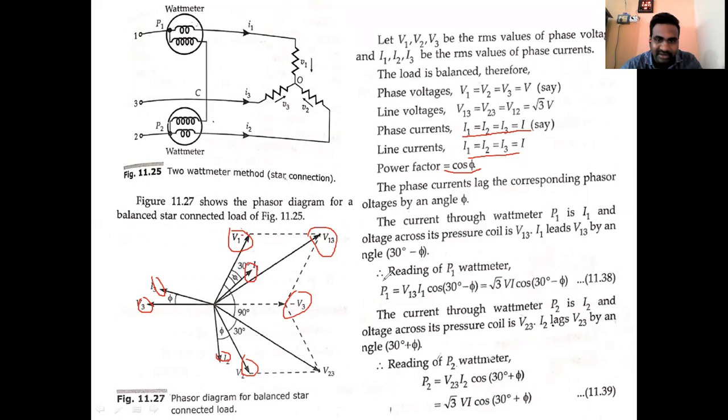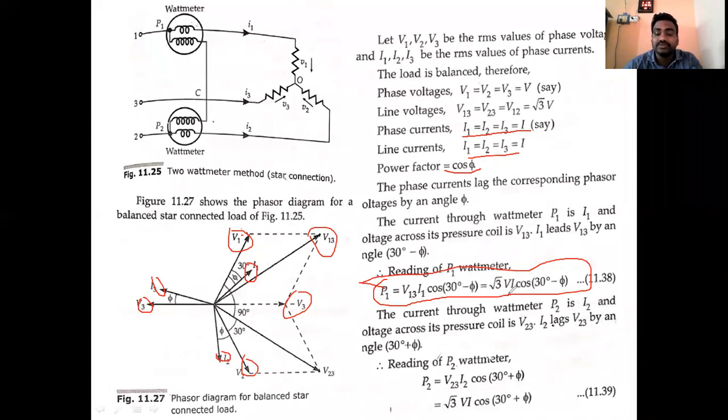What will be the value of the wattmeter reading? The reading P1 is equal to V13 into I1 cos of 30 minus phi. Okay, what is the value of V13? V13 is a line voltage, V23 is a line voltage, and V12 is a line voltage. That all is equal to root 3 times the phase voltage.